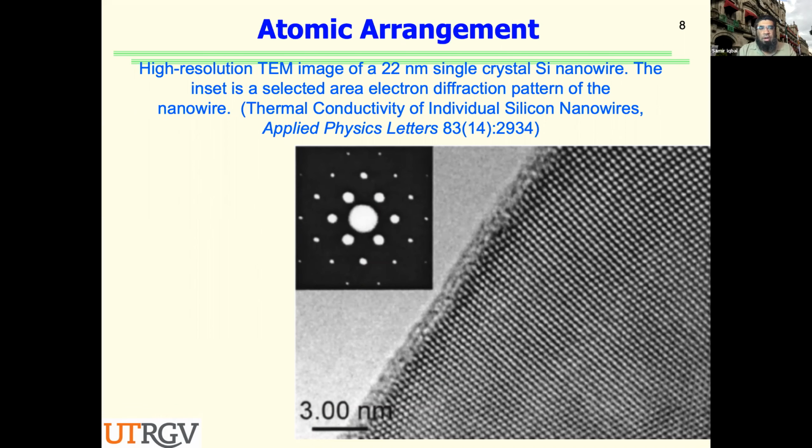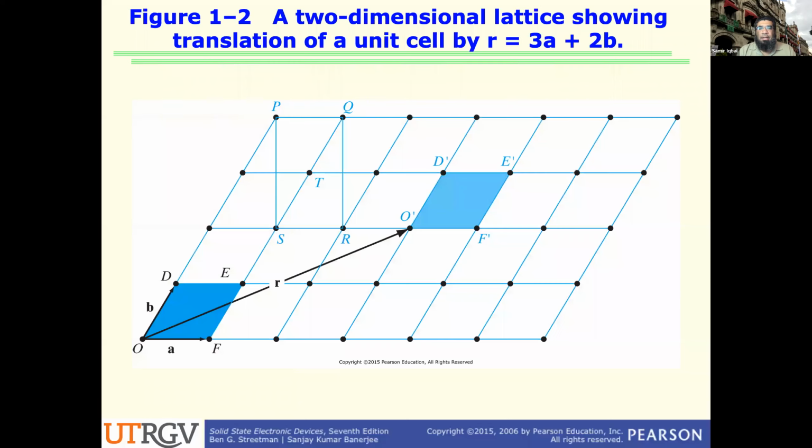Now, how do we quantify their arrangement, or how they are connected with each other? We define a unit cell. A unit cell is a three-dimensional thing, but if we were to look at it in two dimensions, this figure helps us. What we see here in figure 1-2 is a two-dimensional arrangement of atoms. In this case, this is a special arrangement called a rhombic lattice. The primitive cell here, which we can see would repeat itself, is shown by ODEF.